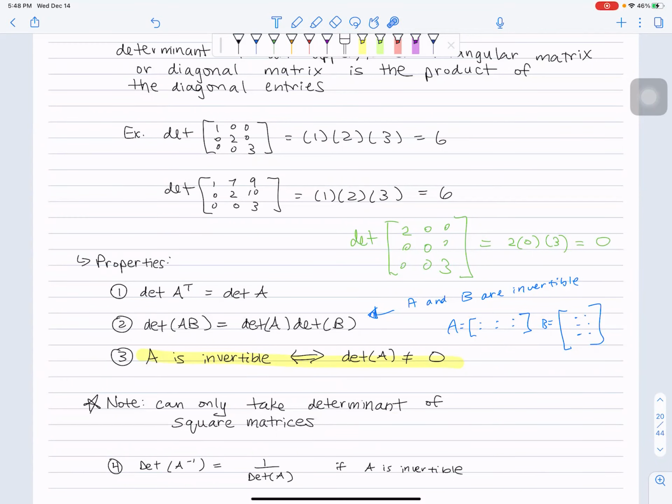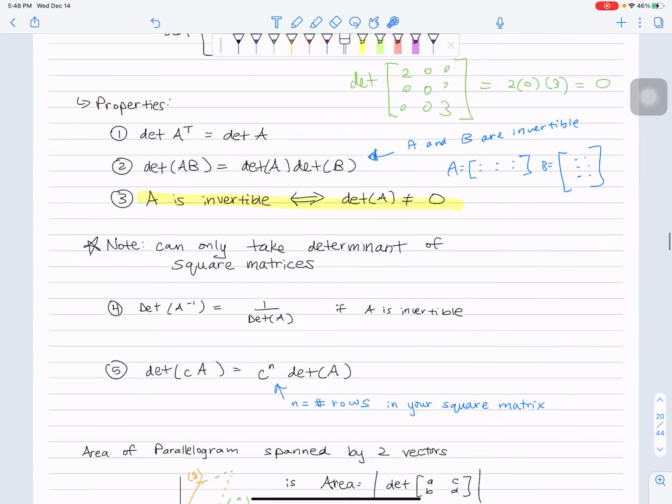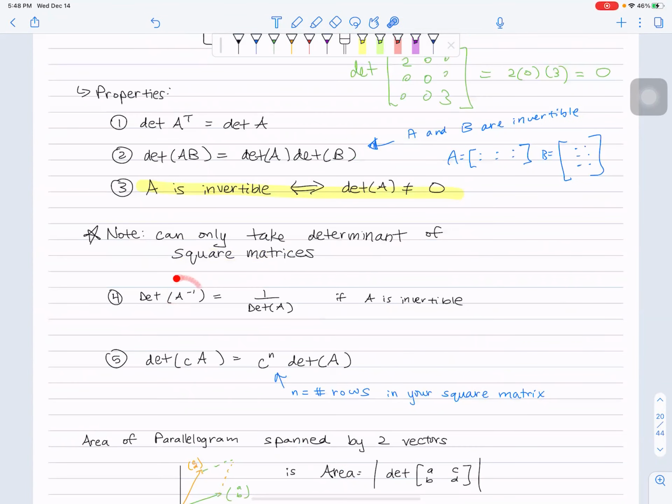Okay, and we also have some more properties. If you wanted to take the determinant of an inverse matrix, you don't have to actually take the inverse of the matrix and then take the determinant. You could just do the determinant of A and do 1 over that. And that will be the determinant of your inverse.